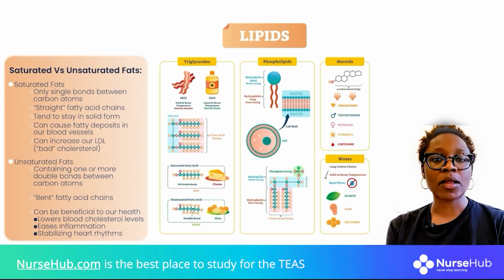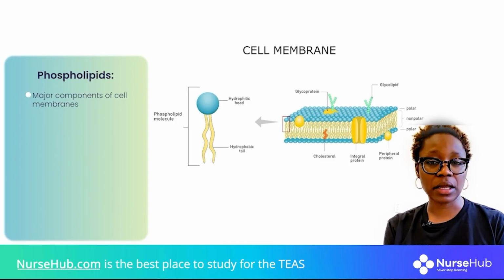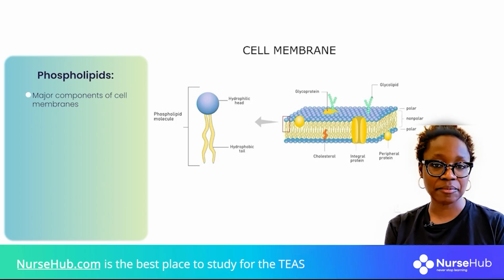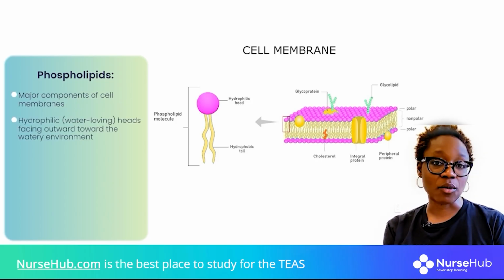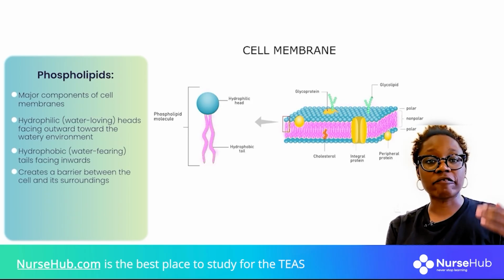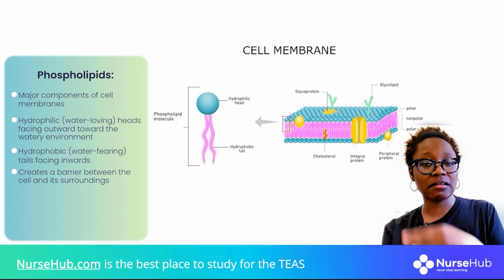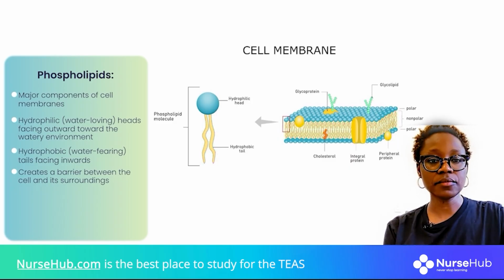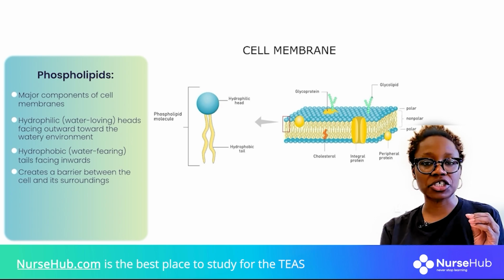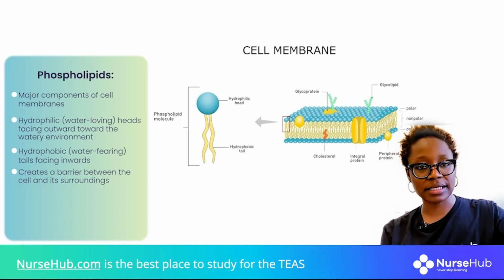One type of lipid that is crucial to the structure and function of the cell is the phospholipid. Phospholipids are the major component of cell membranes. They form a double layer called a phospholipid bilayer, with the hydrophilic, or water-loving, heads facing outwards toward the watery environment, and the hydrophobic, or water-fearing, tails facing inward. That creates a barrier that separates a cell from its surroundings. Understanding the different types of lipids and their functions helps us appreciate their importance in maintaining health and function within all living organisms.